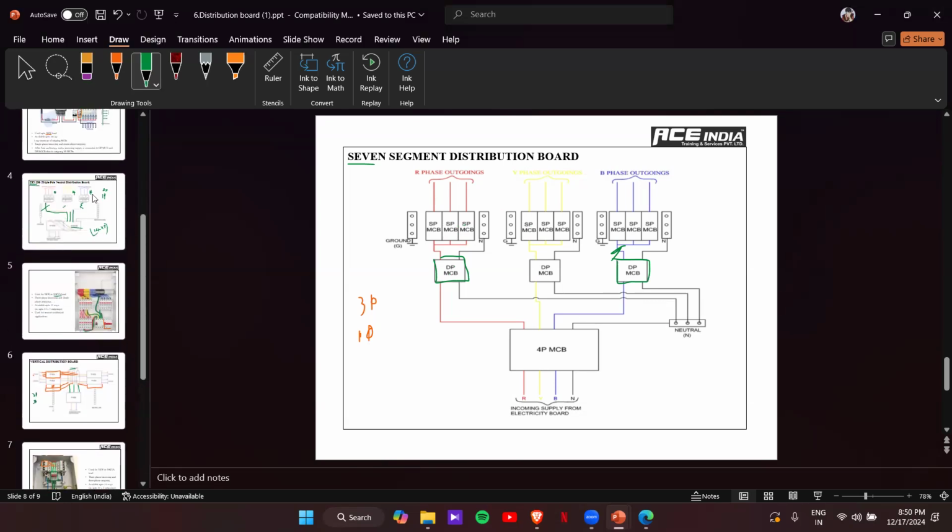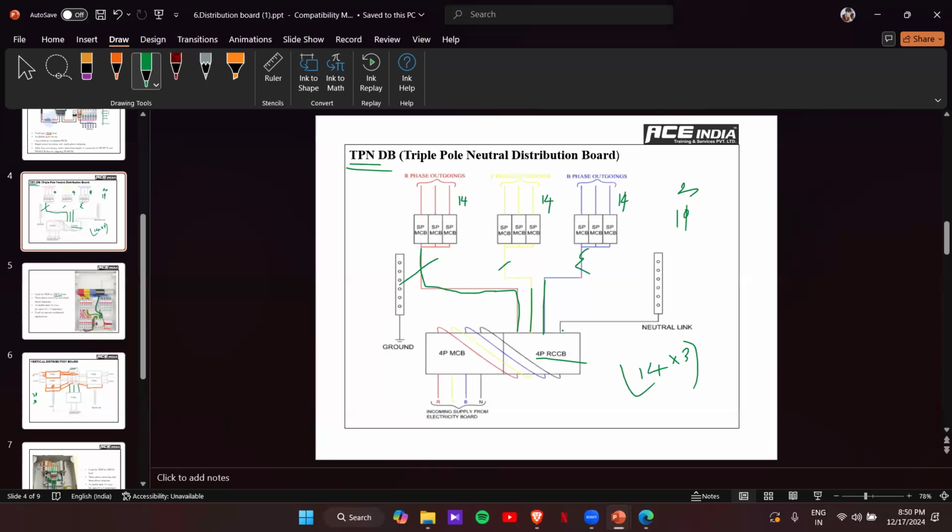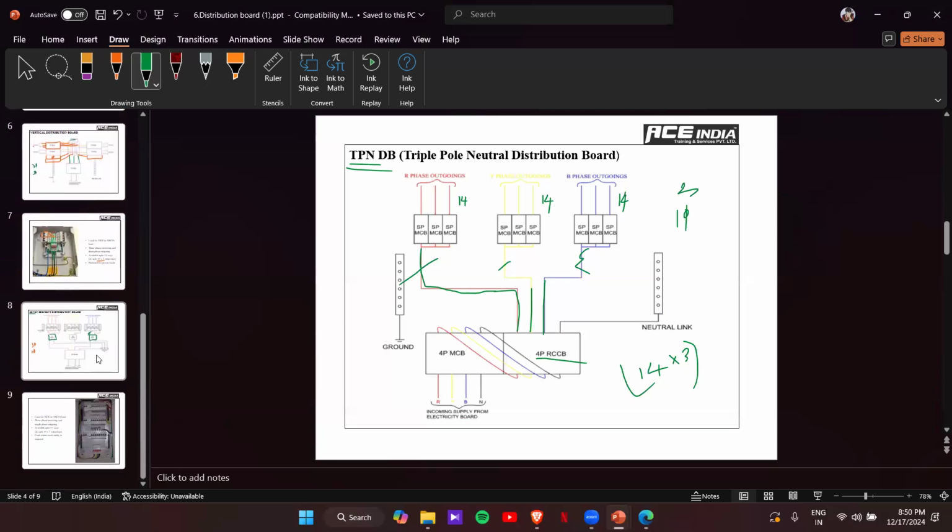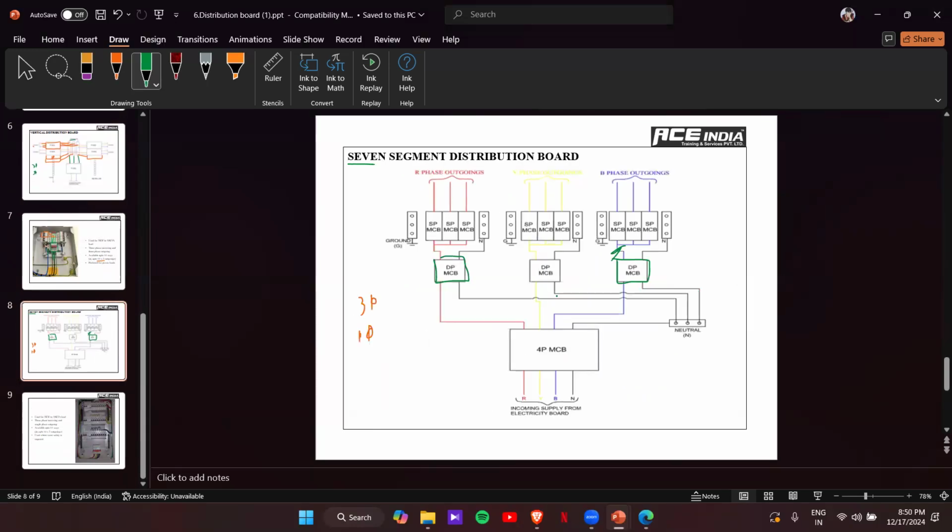In the TPN, there is a common neutral link. But here, for each phase, a neutral link is there. And each phase is grounded separately. So you can see that this one is safer than the TP and DB.